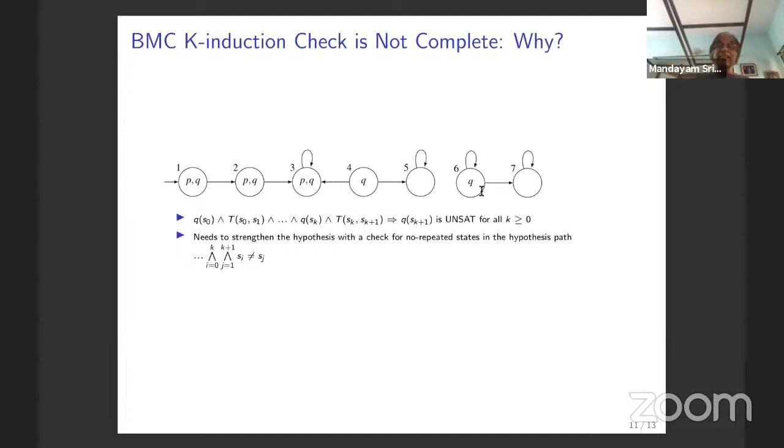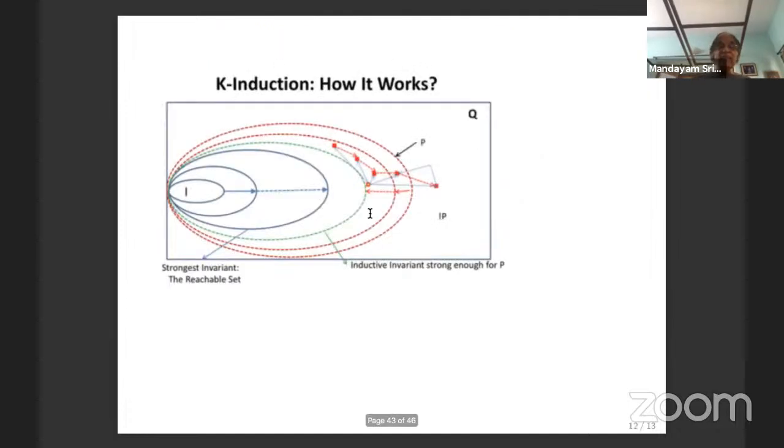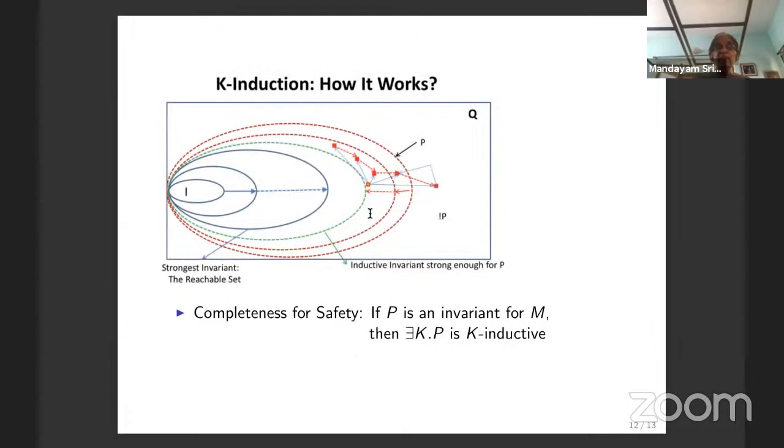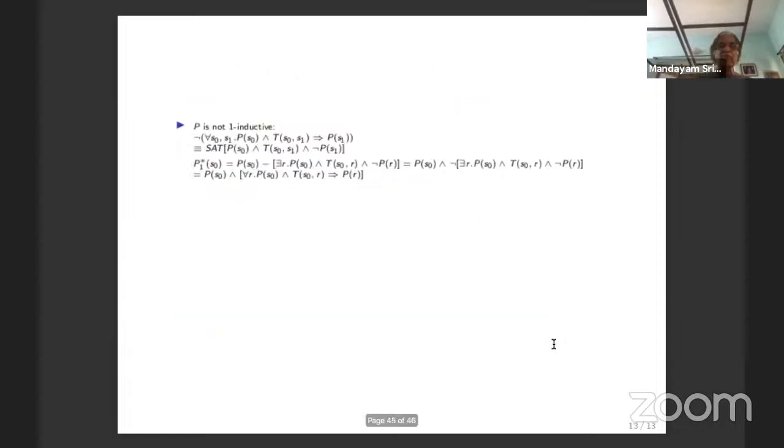Okay, so by adding this loopness check, which is a quadratic, I mean, there is a condition that involves pairwise conjunction of all these states. Therefore, the clauses of your formula will be larger. So once you add that, then it becomes complete. So if P is an invariant of M, there exists a K such that K is inductive. Okay. So with completeness, you have this guarantee.